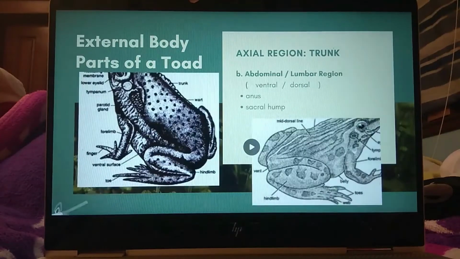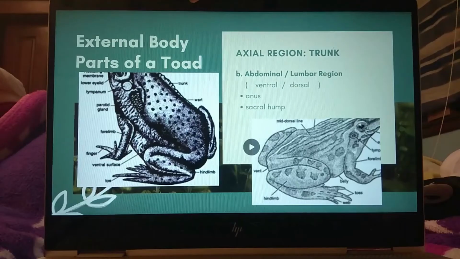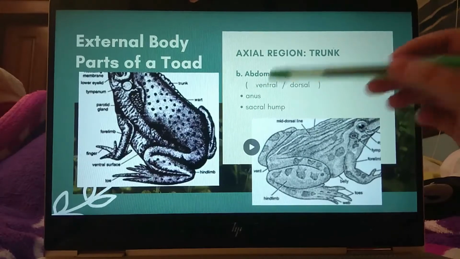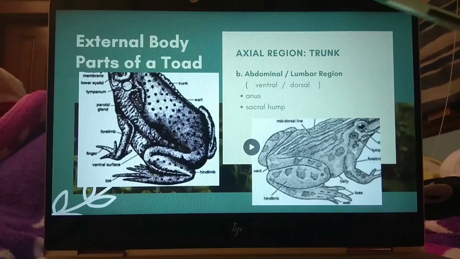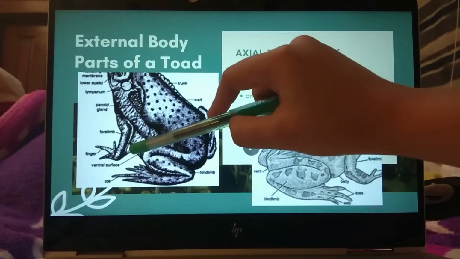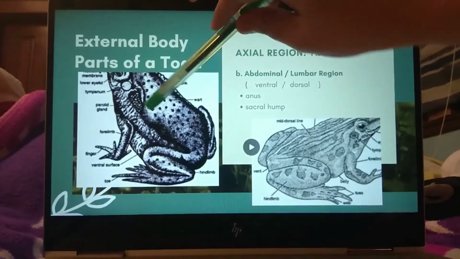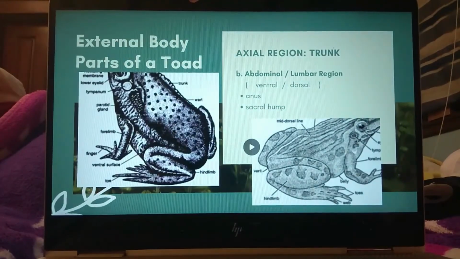Next, we have the abdominal or lumbar region. The abdominal and lumbar region is the posterior half, and the abdominal is the ventral side, while the lumbar region is the dorsal side of the frog. So this side is the ventral side, the belly part of the toad, and the lumbar region is here, the dorsal side. So this is the lumbar, and this is the abdominal side. We actually have the anus and the sacral hump in the abdominal lumbar region. So we finished the axial region.